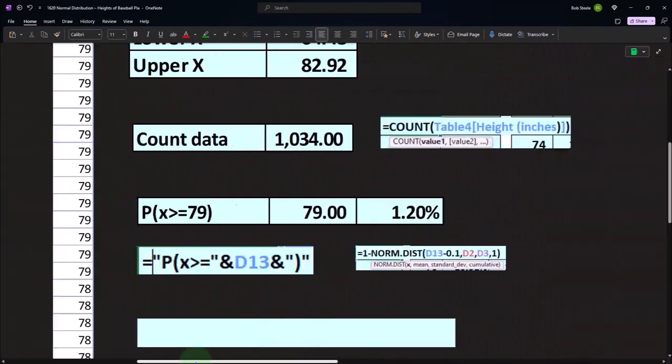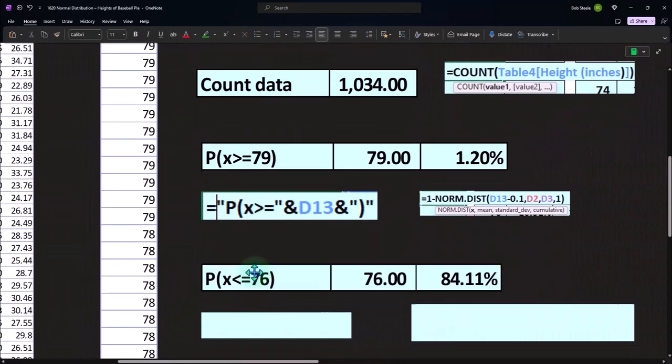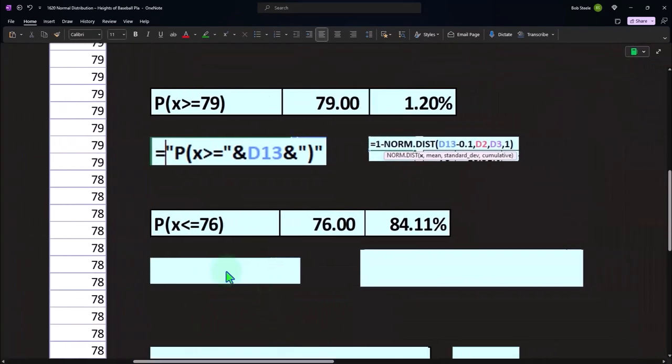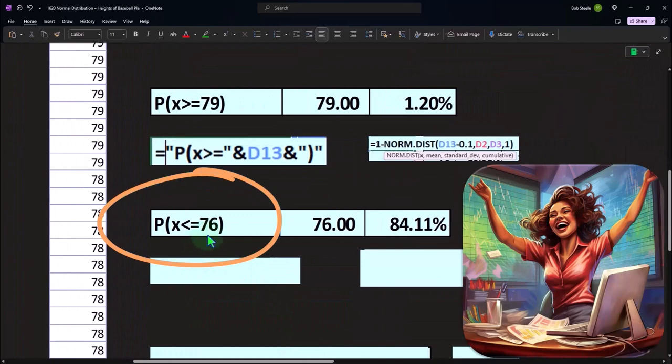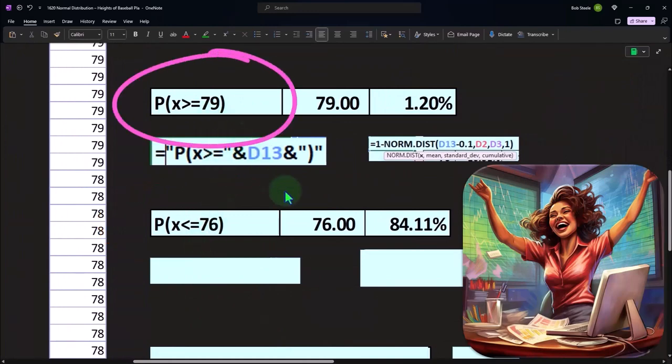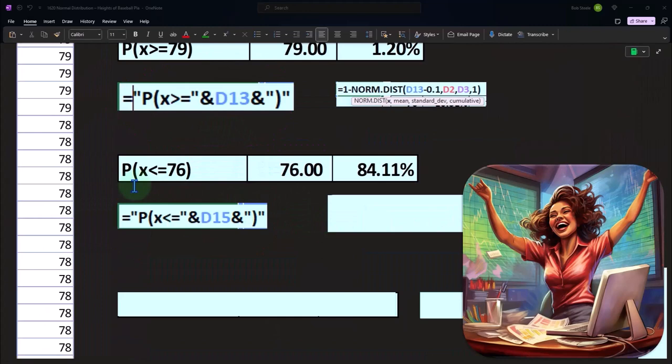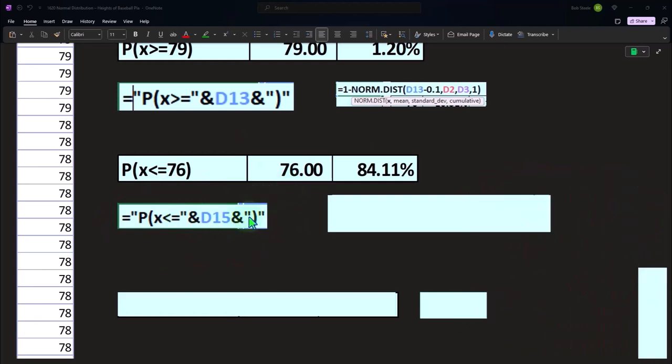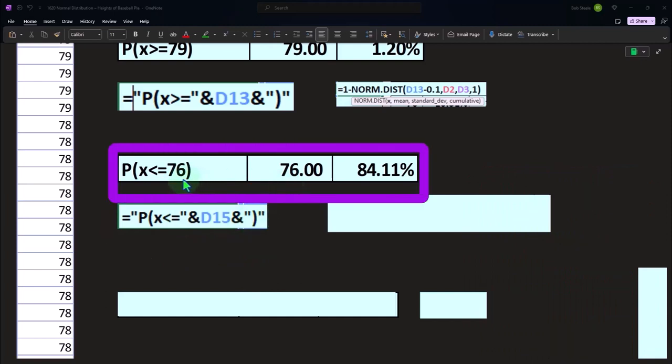So then I can go and say, okay, well, what if we're asking a question to have P of X less than or equal to this time 76 instead of 79? So we could once again make a dynamic type of label, putting an equal sign before the P, the quotes around all the text from P to the equal sign, tying it together with an and to the number, in this case 76, and then tying that together with an and to the text under the quotes of a closing bracket, which allows you to change this number, which will automatically change that number.